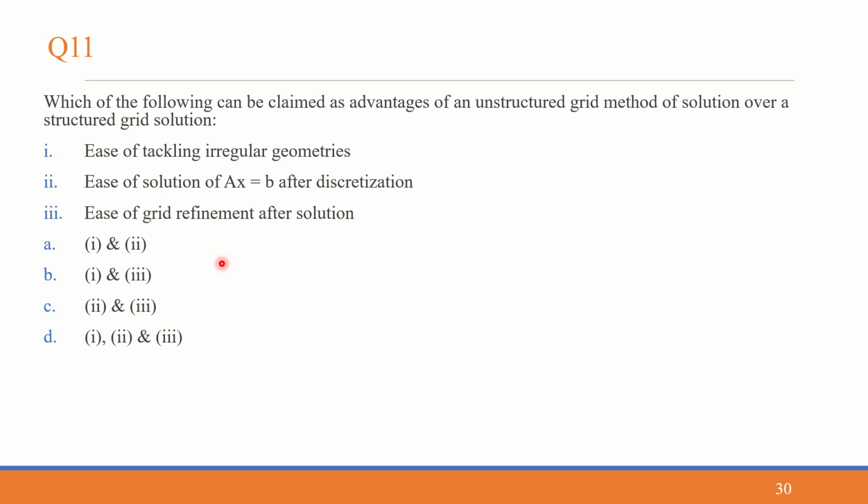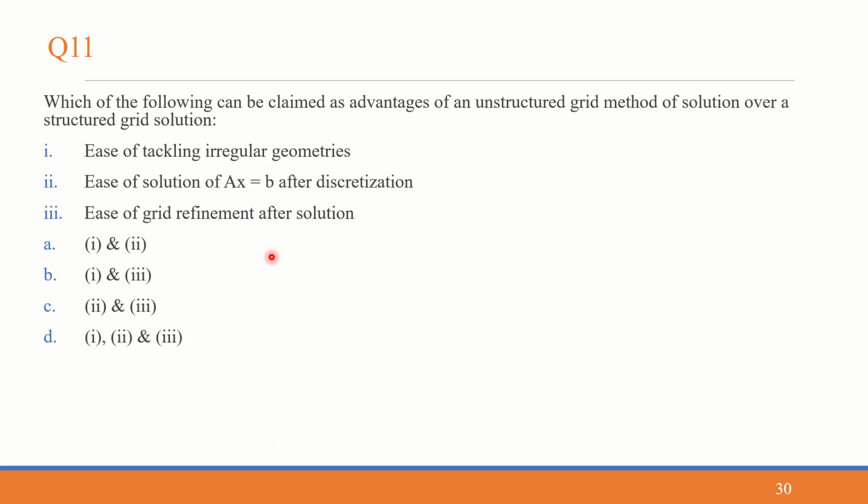Okay, so the answer is actually, we will see statement by statement first. First one, unstructured grid, ease of tackling irregular geometries. So first one is true because getting a structured grid for irregular geometries is quite tricky. So when we use an unstructured grid, we will have ease of tackling irregular geometries. Second one, ease of solution of Ax equals B after discretization. This is actually false because getting a solution with an unstructured grid is very difficult, whereas getting a solution from a structured grid is easier.